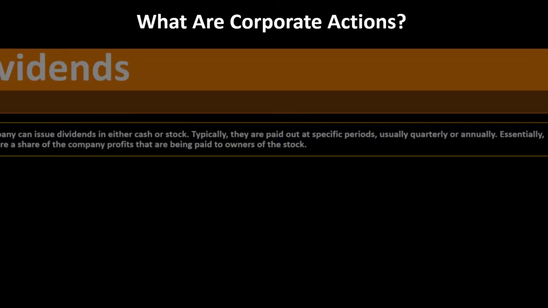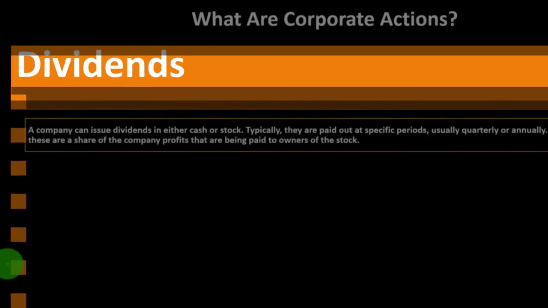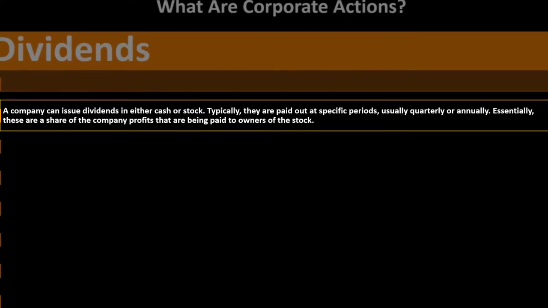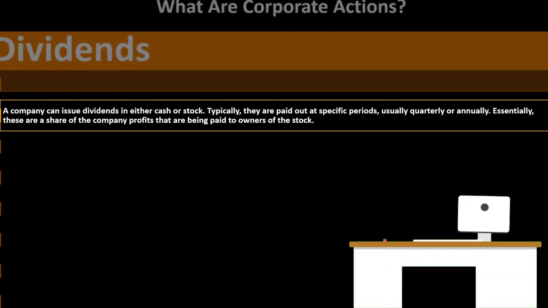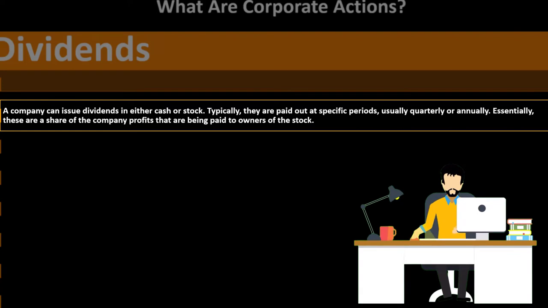So what are corporate actions? We've got the dividends. A company can issue dividends in either cash or stock. Typically we think of cash dividends, but they can give stock dividends too. Typically they are paid out at specific periods, usually quarterly or annually.